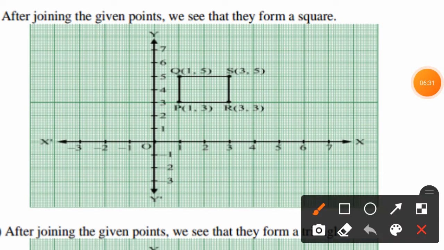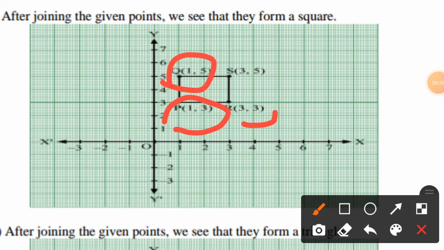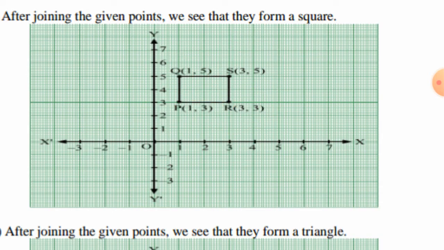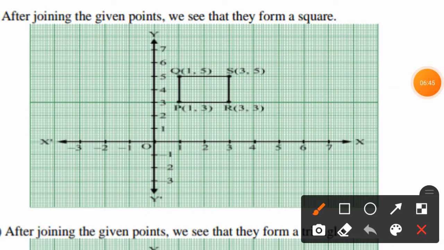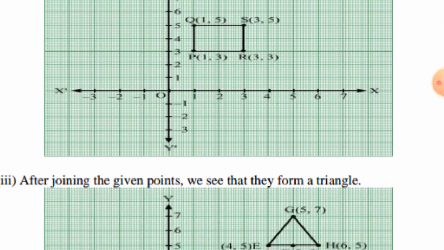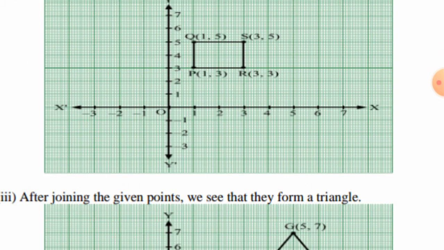So point P is 1 3, point Q 1 5, point S 3 5 and point R 3 minus 3. Now after this we have to join these points. After joining these points we can see that this forms a rectangle. We can see if all the sides are equal, then it will be a square. So we can say that PQRS is a square, or we can also say that it is a rectangle. Basically it is a square. When you make it on the graph paper, it will be a square.